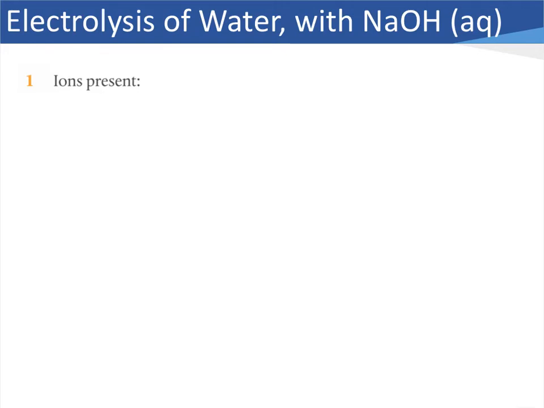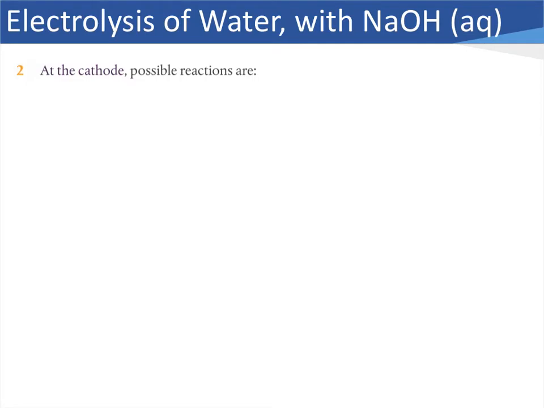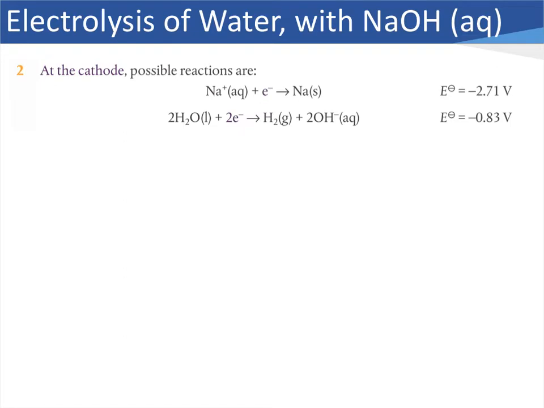So let's look at the electrolysis of water with sodium hydroxide. Number one, let's look at the ions that are present. Since sodium hydroxide will dissolve to form sodium ions and hydroxide ions, the sodium ions will be attracted to the cathode and the hydroxide ions will be attracted to the anode. At the cathode, possible reactions: we have the sodium ions being reduced to form sodium metal, or we have the hydrogen in water being reduced to form hydrogen gas.